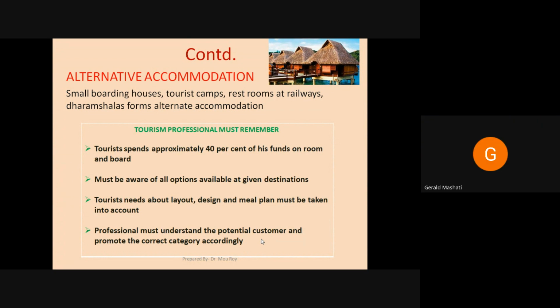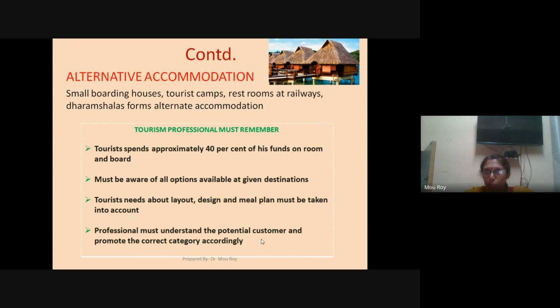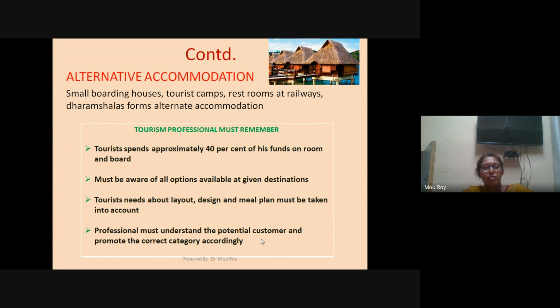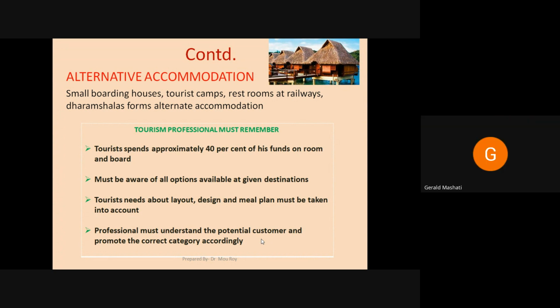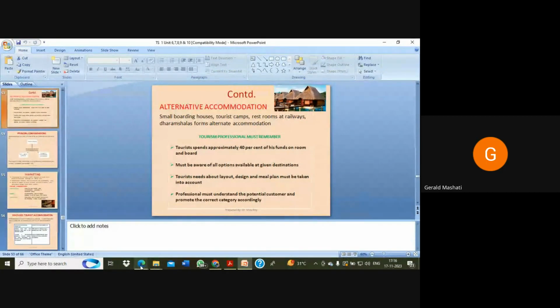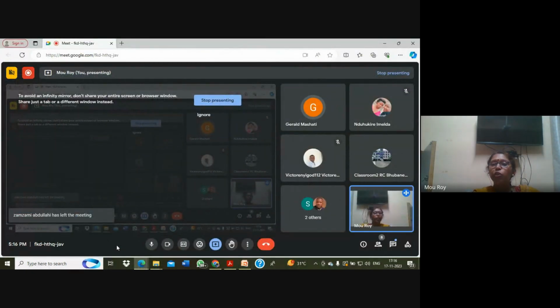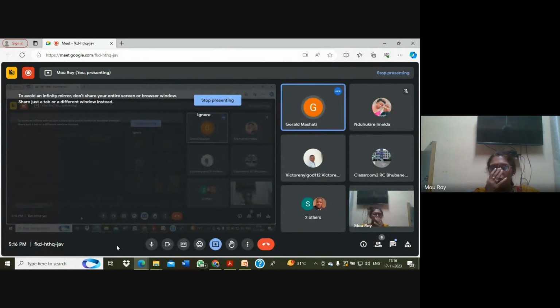What does it look like? Can you mute yourself, please? What happened? One second. What is the name of this? Water. Gerald, can you mute yourself, please? There's disturbance.